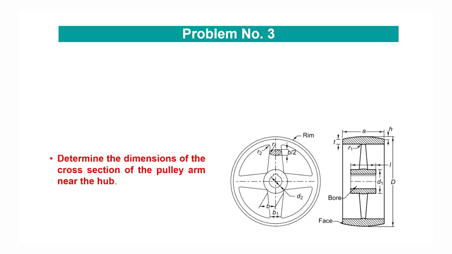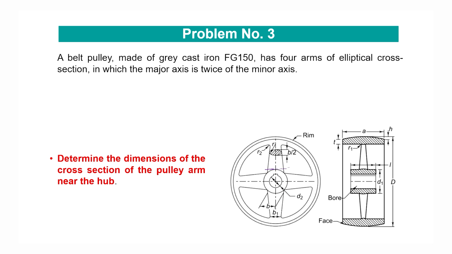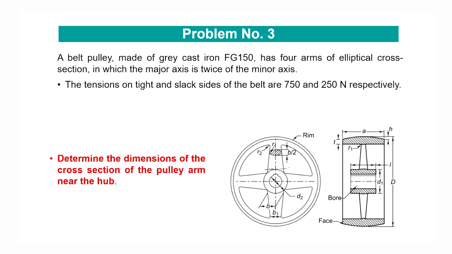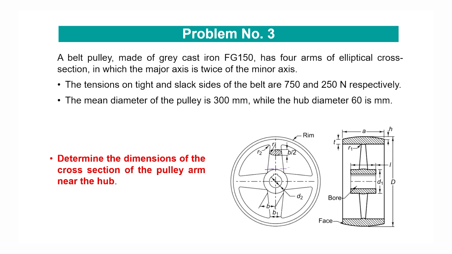Now let's take the third problem, again related to the pulley, but here our aim is to determine this dimension. The third problem is: a belt pulley made of grey cast iron FG 150 has 4 arms of elliptical cross section in which the major axis is twice the minor axis. The tensions on the tight and slack sides of the belt are 750 and 250 Newton respectively. The mean diameter of the pulley is 300 mm, while the hub diameter is 60 mm. Determine the dimensions of the cross section of the pulley arm near the hub.